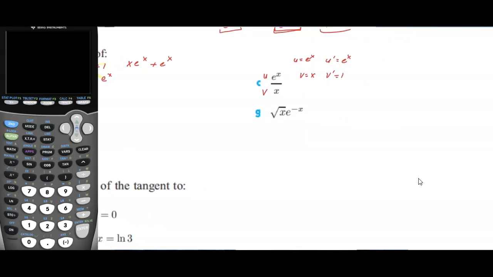And let's do c. So for this one, we kind of have a product, right? We have u here and we have v here. So this would be u equals e to the x, u dash equals e to the x, v equals x, and v dash equals 1. So remember, product rule, we're going to put v squared on the bottom, vu dash on top, minus uv dash. So v squared would be x squared on the bottom, x on top, times u dash, which is e to the x, minus u, which is e to the x, times v dash, which is just 1. There we go.